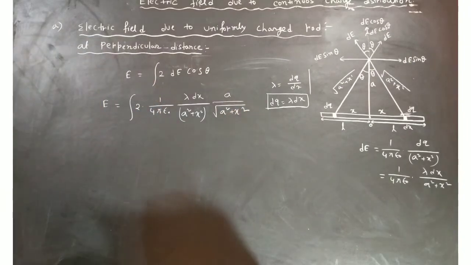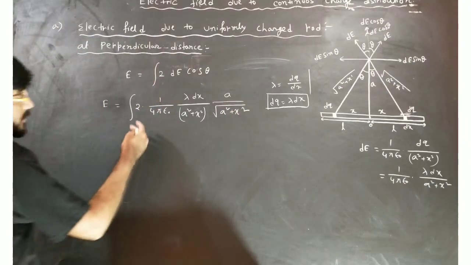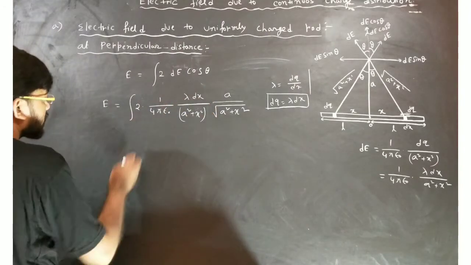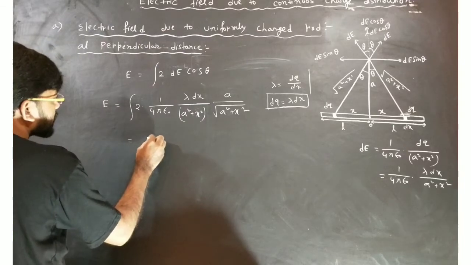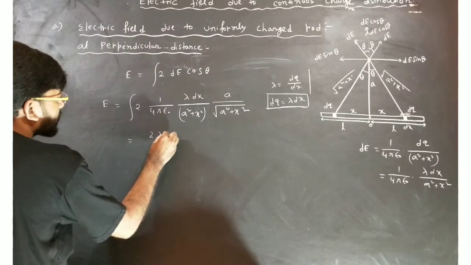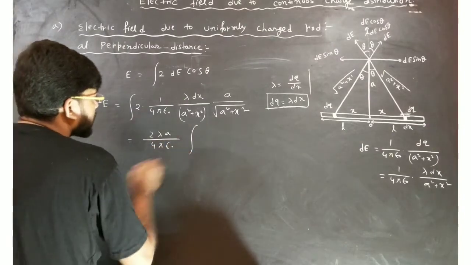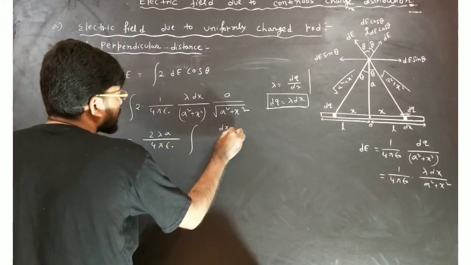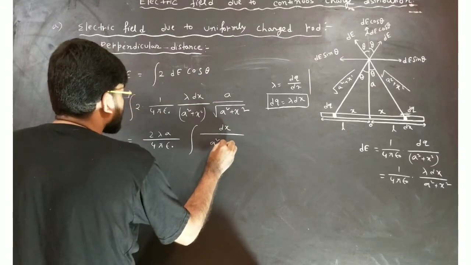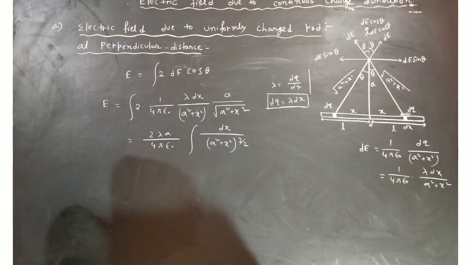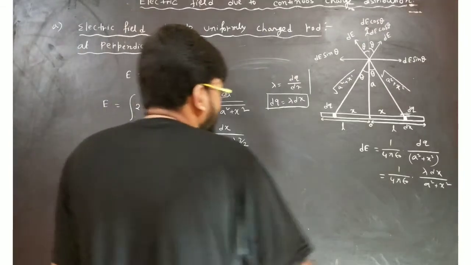So what will be the expression? So let me take all the constant outside the integration. So here lambda is constant, a is constant, 2 is constant. So we can write it like this: 2 lambda a upon 4 pi epsilon naught. This is the constant term, and within the integration we have to write dx divided by a square plus x square to the power 3 by 2. Okay, now we have to integrate this expression, dx by a square plus x square to the power 3 by 2. Let me put here x is equal to a tan phi.